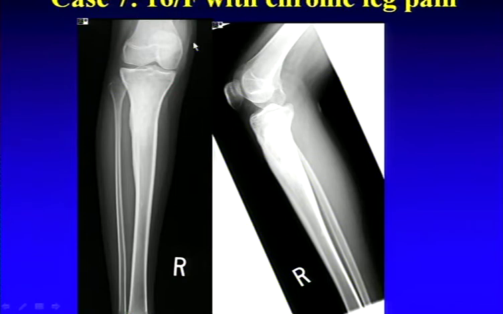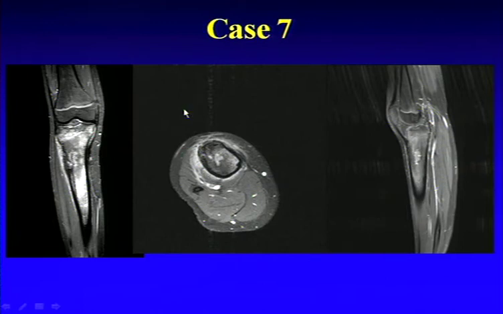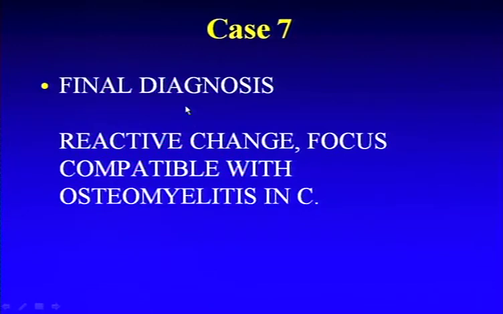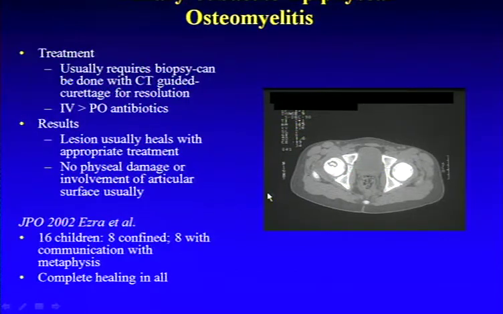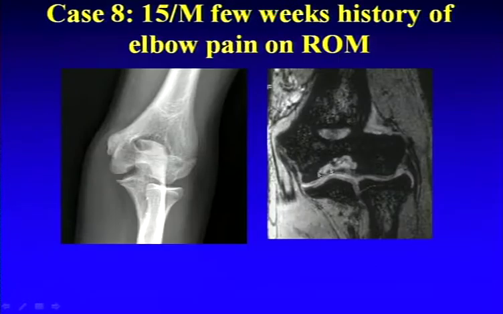Here's a 16-year-old with chronic leg pain. Here are the images. Is that cancer or is this osteomyelitis? Final diagnosis, osteomyelitis. So again, the imaging can help you with that differential diagnosis. And then finally, the second to last type is this epiphyseal osteomyelitis. It's a Brodie's abscess of the epiphysis. Looks very similar to the ones shown before. But remember chondroblastoma and the osteochondroses here. These kids do well, but again, they usually require a biopsy just for confirmation.